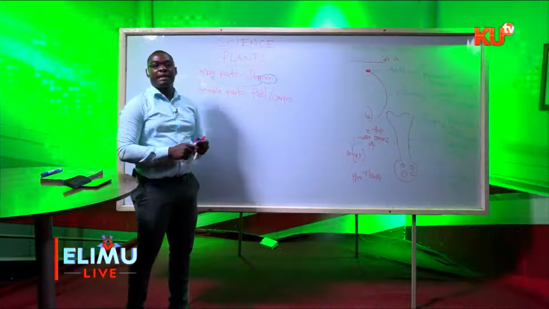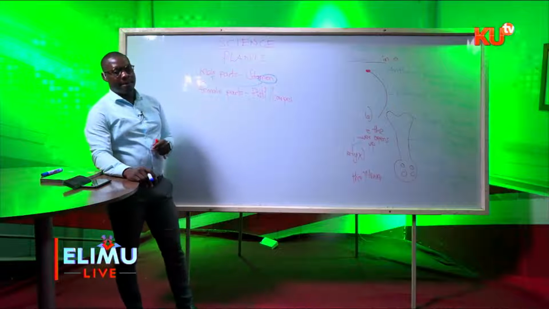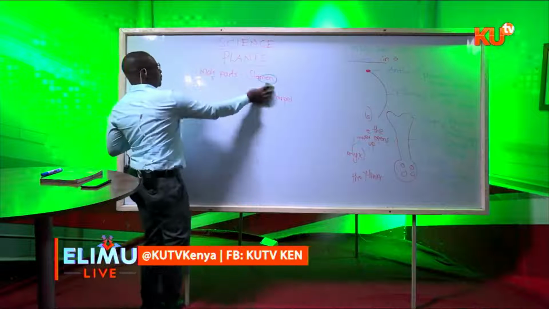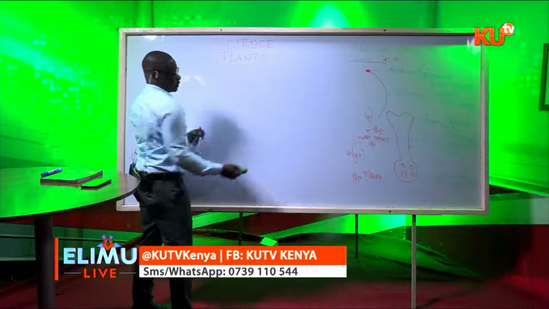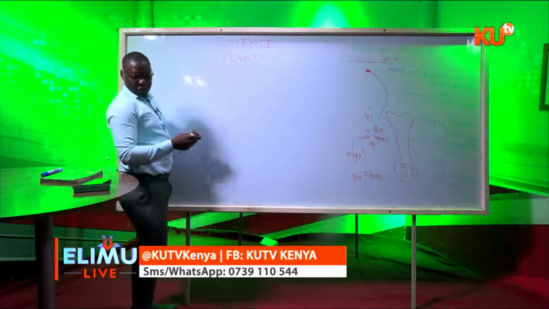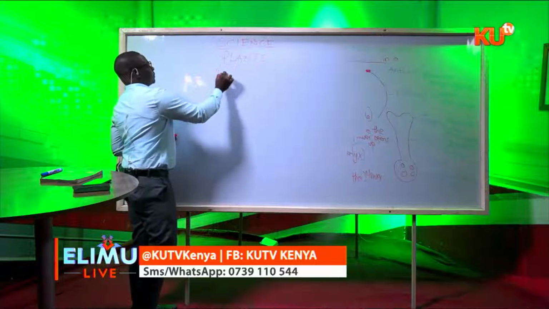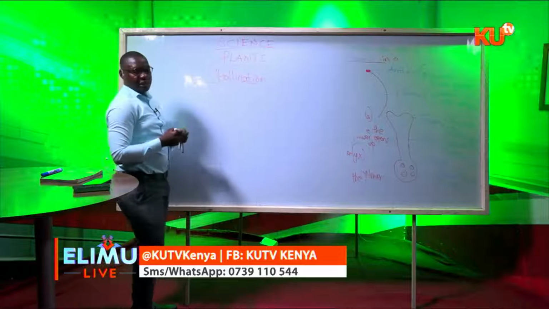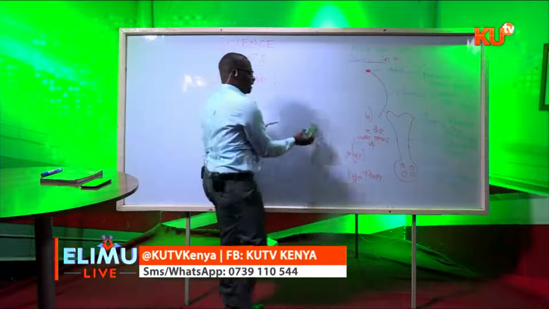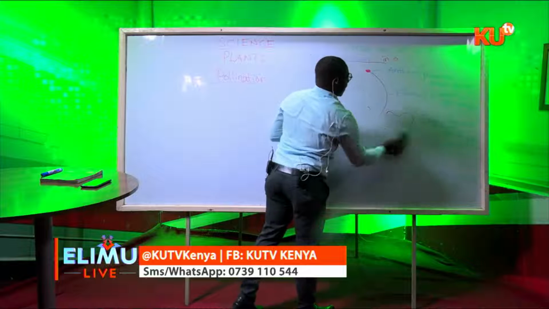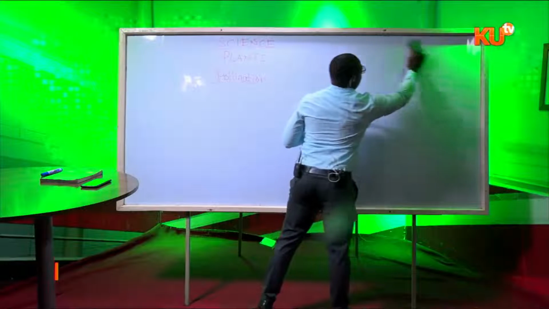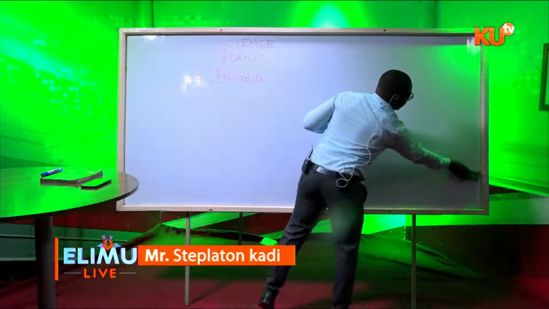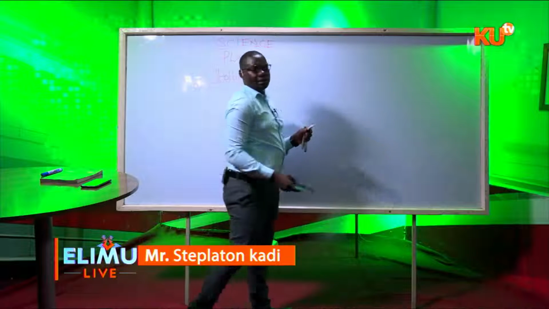So after looking at the parts of the flower, we want to look at what we call pollination. And what is pollination? So we've been talking about the male sex of the flower and the female sex of the flower. So pollination will be that movement of the sex cells, especially the male sex cell.